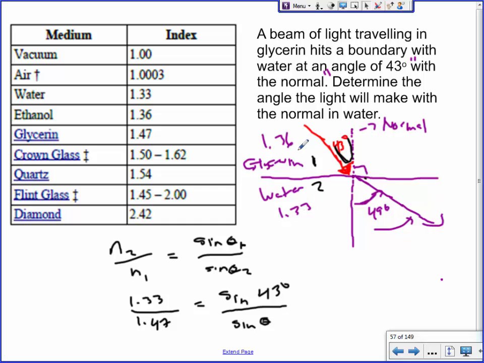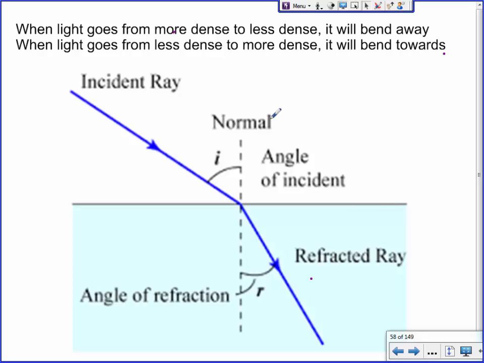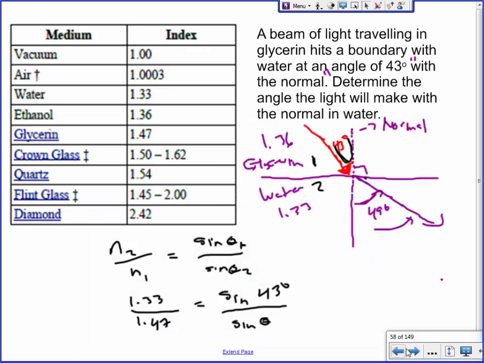We were going from a more dense material in glycerin to a less dense material in water. So based on that, from more dense to less dense, it will bend away. Is that what happened? Yeah, it bent away, right? This is where my normal was, and this bent further away from where it was.